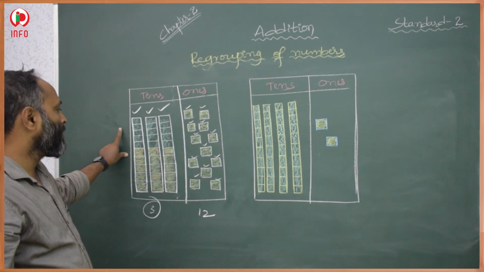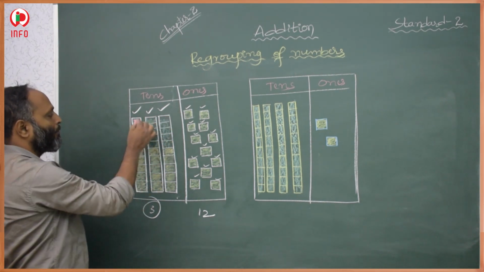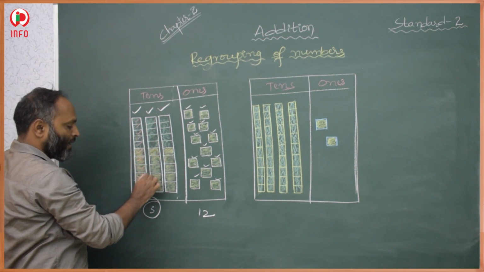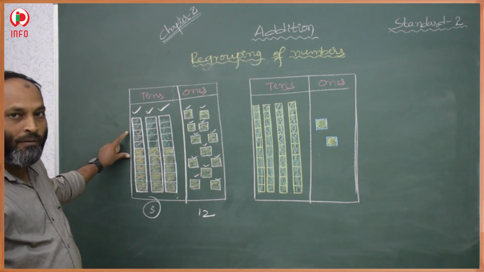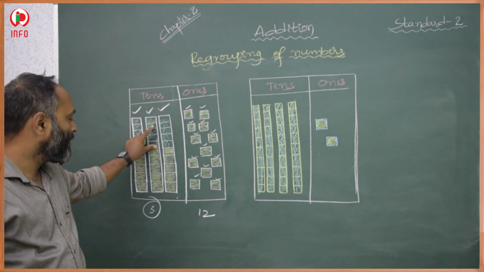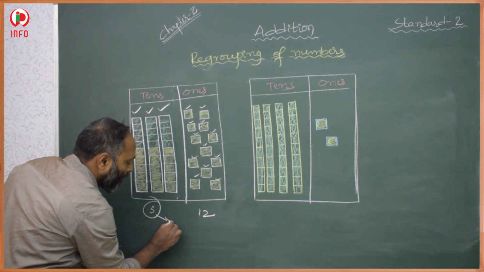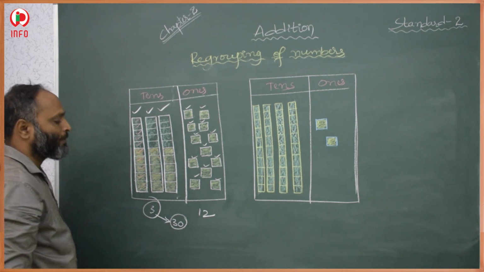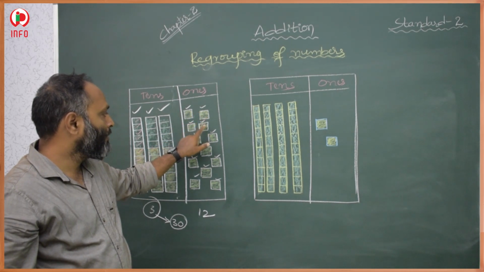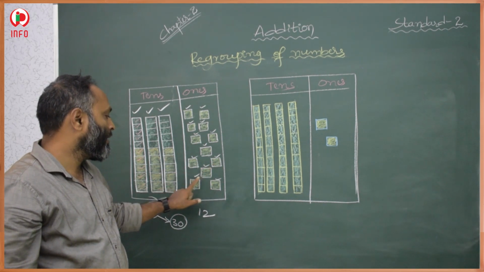Then 3 big blocks is equal to 30. In each block we have 10 small sub blocks: 1, 2, 3, 4, 5, 6, 7, 8, 9, 10. So 10 plus 10 is 20, 20 plus 10 is 30. Total 3 blocks, 30 sub blocks. Here, how many small blocks were there in the ones place? 1, 2, 3, 4, 5, 6, 7, 8, 9, 10, 11, 12.